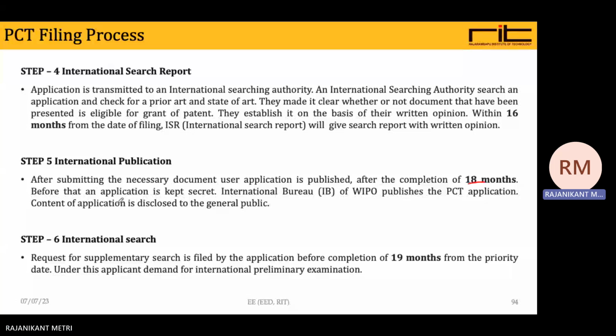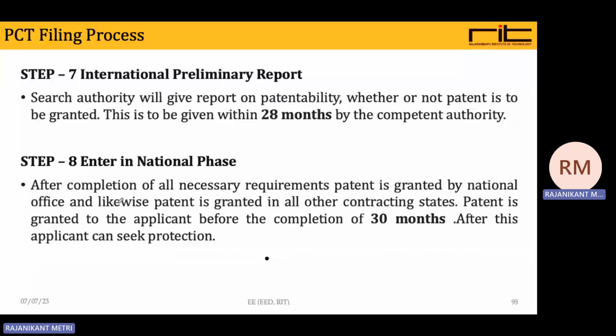And step 6 is the international search. A request for supplementary search is filed by the applicant before completion of 19 months from the priority date. So under this, the applicant demands the international preliminary examination. And the seventh step is the international preliminary report. The search authority will give a report on patentability, whether or not the patent is to be granted, and this is to be given within 28 months by the competent authority.